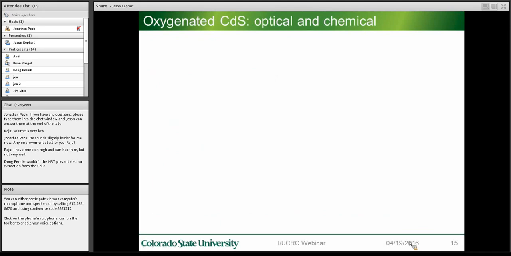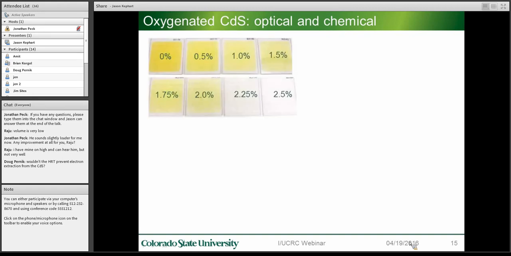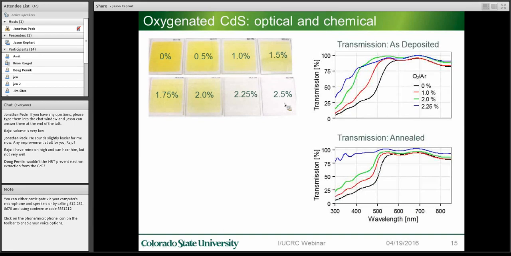So we wanted to demonstrate this material on a commercial tin oxide substrate. We used our optimized HRT layer from our previous work. And as we increased the oxygen, we could clearly see the increase in transmission as we increased the oxygen composition. For as-deposited films, there's a steady increase in transmission, but when these films are annealed to the cadmium telluride process temperatures, many of these revert back to a similar transmission to the plain cadmium sulfide, where above a threshold value, they remain transparent over the entire region.